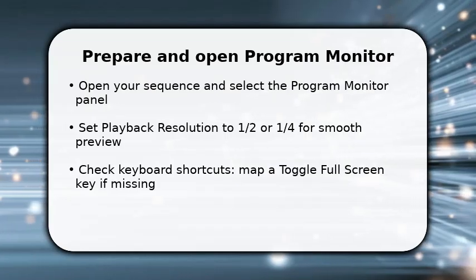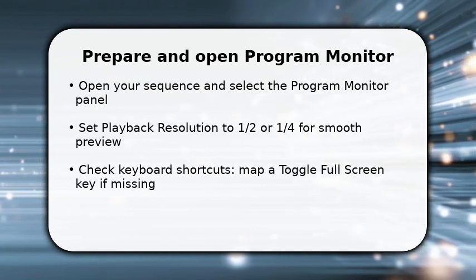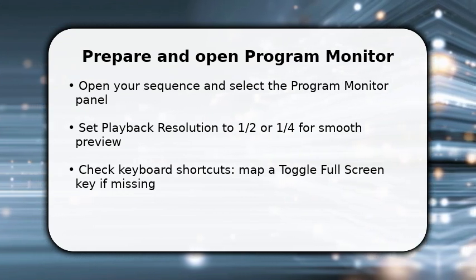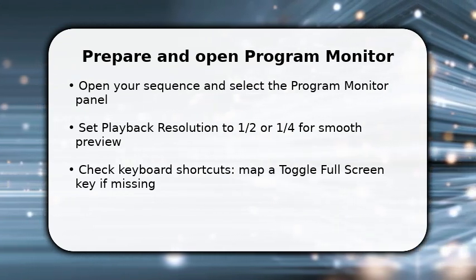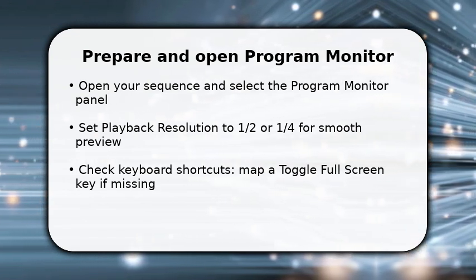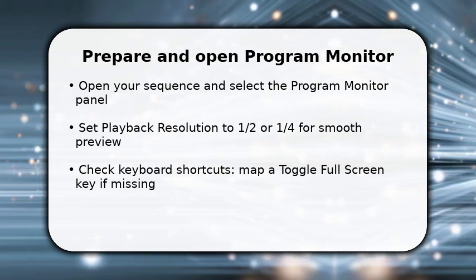You start by opening the sequence and clicking the program monitor so Premiere knows which panel to enlarge. Once done, lower playback resolution to 1/2 or 1/4 to avoid dropped frames during preview. You should also check keyboard shortcuts and assign a toggle full screen key if none exists. That makes the rest faster.